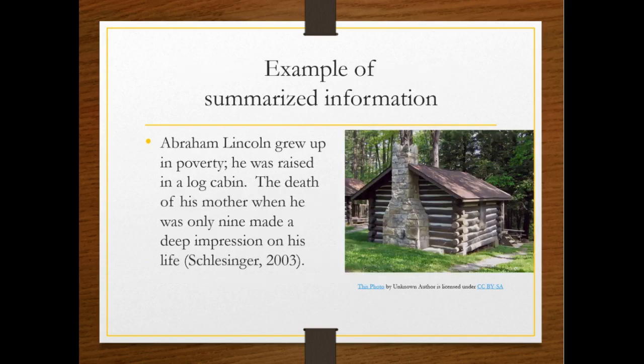So this is an example of summarized information. Abraham Lincoln grew up in poverty. He was raised in a log cabin. The death of his mother when he was only 9 made a deep impression on his life. And so this is summarized from a source with the author name of Schlesinger, and it was published in 2003. And as you'll see later on the references list for this slideshow, we have more information about this source there, but we only need the last name of the author and the year of publication and a page number if the source had page numbers, but this one does not. I found it as an electronic source.